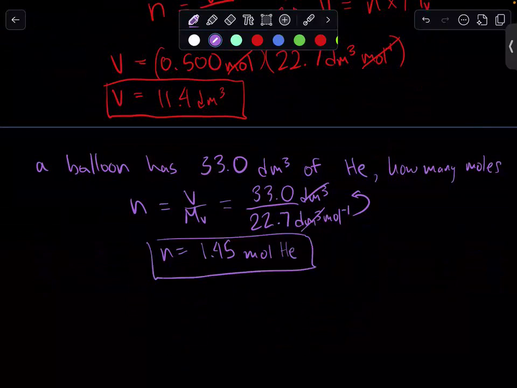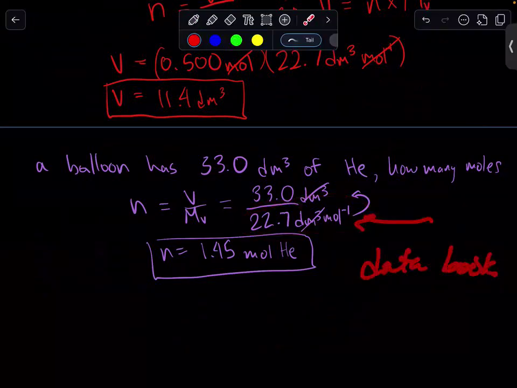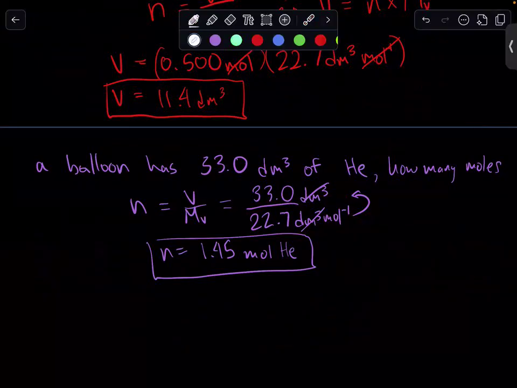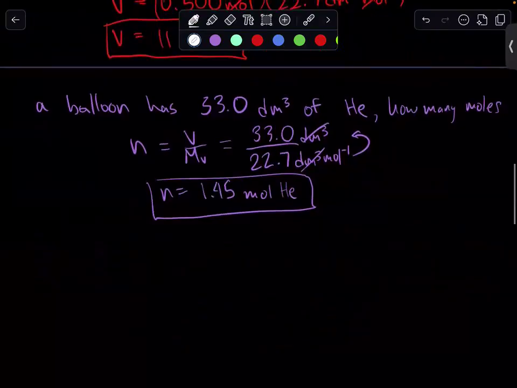So something really quick before we move on is that you do not actually need to memorize this number. This number is given to you in the data booklet. So you don't need to remember it, but know that that is what the value is and how we use it in an equation. So that's molar volume.